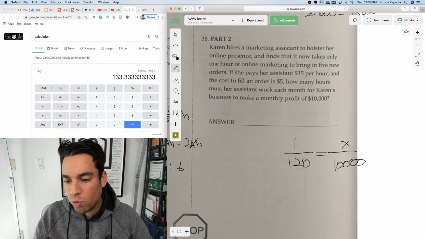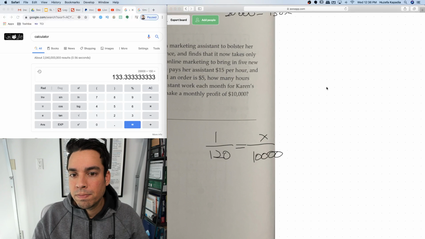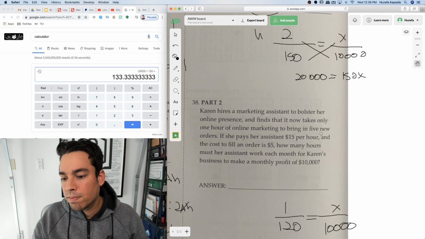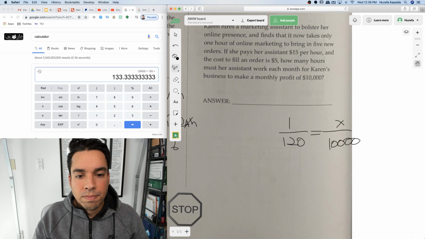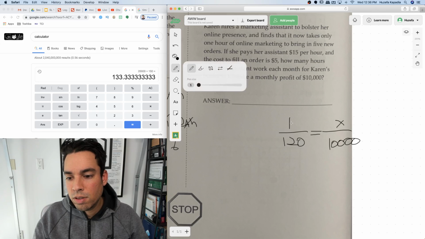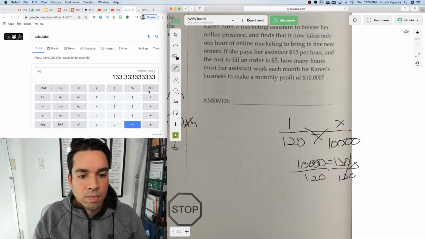It doesn't matter which order we did it in. Now I put the dollars on the bottom. I think I had it reversed last time, right? No, it's the same. Okay. Time: 4 minutes. Almost out of time, but we're doing good. Cross multiply: 10,000 equals 120X, divided by 120. Divide by 120.